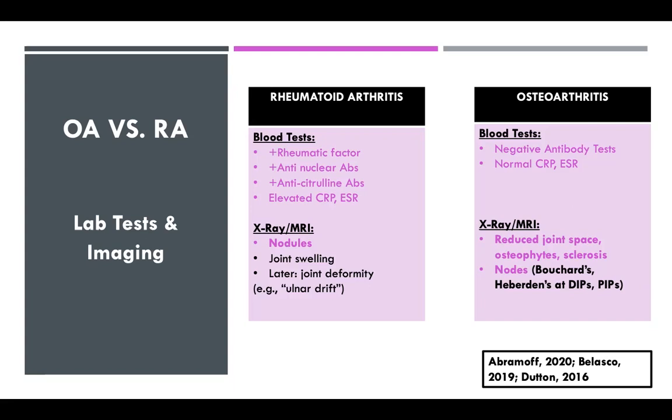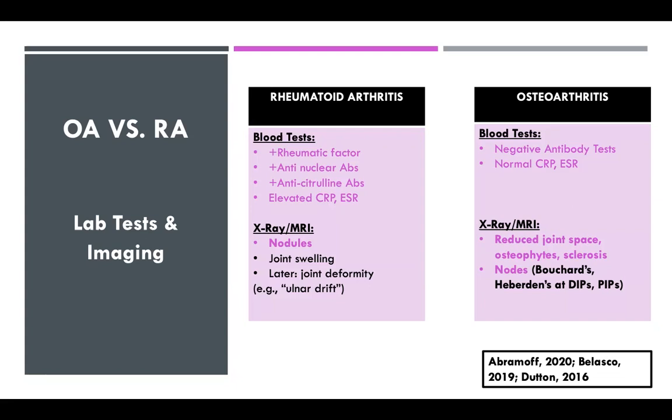Furthermore, they're likely going to come in with elevated markers of systemic inflammation, such as C-reactive protein or an elevated erythrocyte sedimentation rate, which are markers of systemic inflammation. Versus osteoarthritis, not systemic, and not an autoimmune disease. So negative antibody tests are key, and those markers of systemic inflammation are not there.